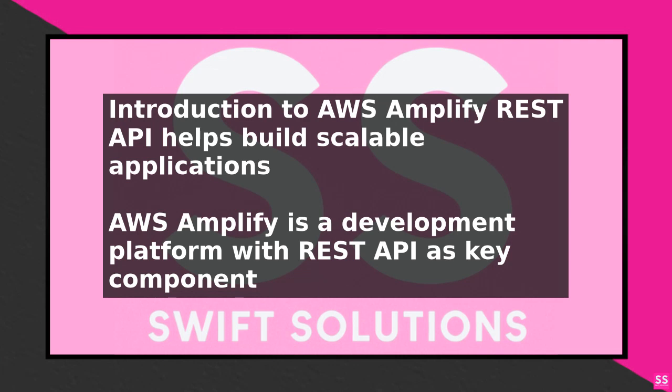Step 1: Setting up AWS Amplify. To get started, you need to install the AWS Amplify CLI by running a command in your terminal. Once installed, you can configure your project by running the Amplify init command. This will set up your project and create the necessary files.